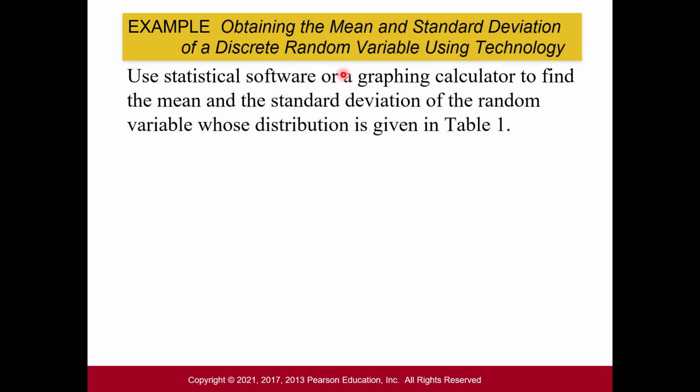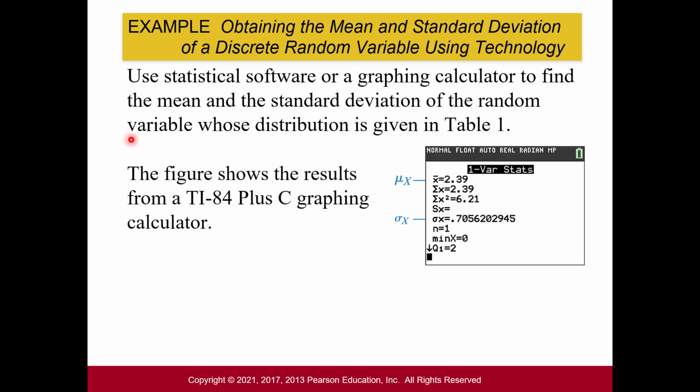Okay, so let's use software or a graphing calculator to find the mean and standard deviation. So we did it technically by hand right now, but let's go ahead and use some software to do it. If you use your graphing calculator, x bar represents our mean, our mu sub x, our theoretical value from our formula from before, and then our standard deviation is sigma sub x, so 0.7. I'm going to show you how to do this on the calculator, and then I'll also show you in StatCrunch.